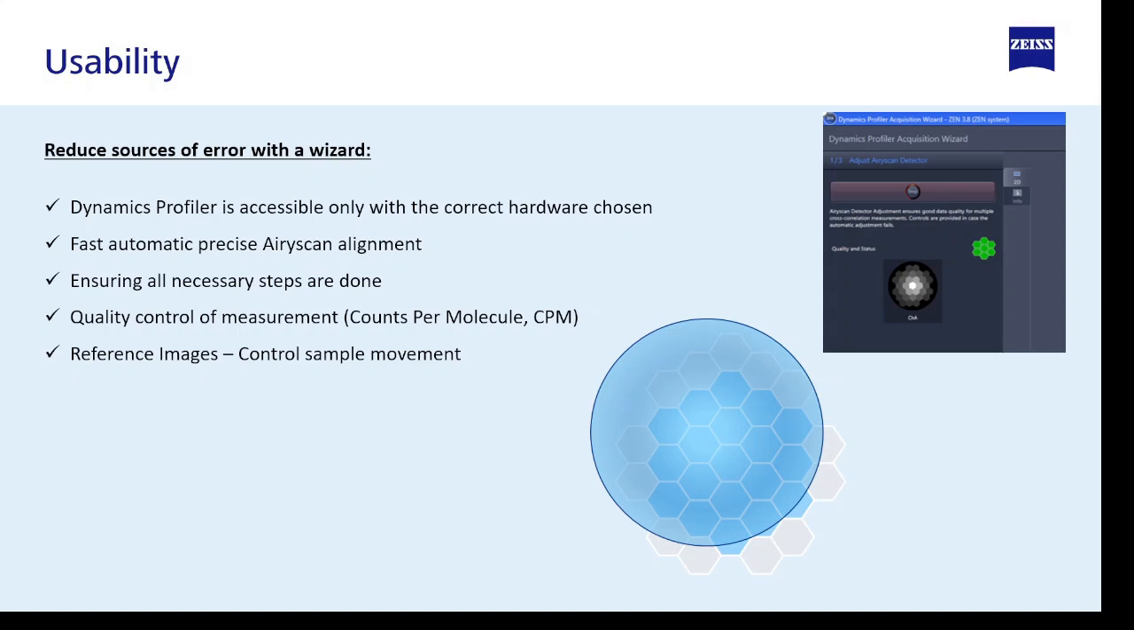Dynamic profiler is accessible only with the correct hardware chosen, and it includes a fast, automatic, precise area scan alignment, so you don't need to worry about the PSF alignment as in FCS. It ensures all necessary steps are done and has quality control of the measurement, which is the color of the CPM, and it has a reference image to let you control the sample movement.